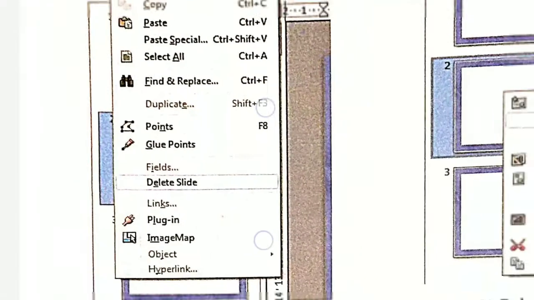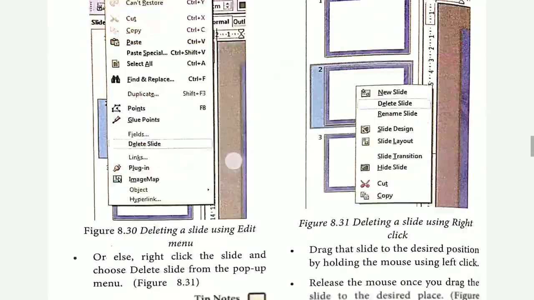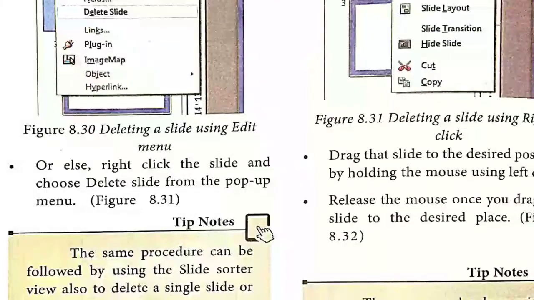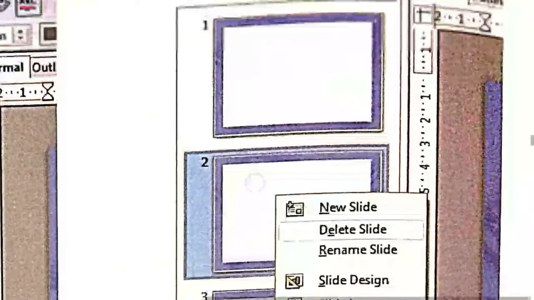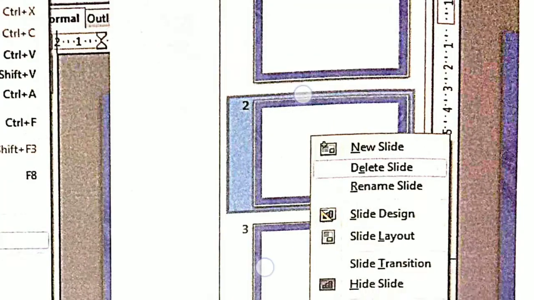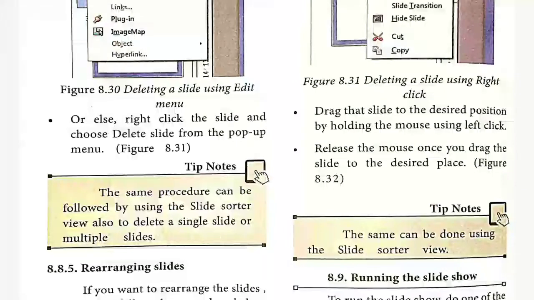This Delete Slide will remove the selected slides. Or else just right click on the slide and choose Delete Slide from the pop-up menu, just like this. Here the second slide is selected, so just right click on the second slide, and you can see the second option, which is known as Delete Slide. When you click on that, this will delete the slide. The same procedure can be followed in slide sorter view to delete a single slide or multiple slides. When you are using slide sorter view, you can do the same things there also.